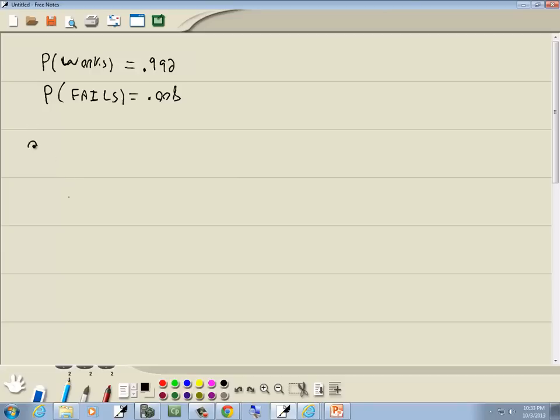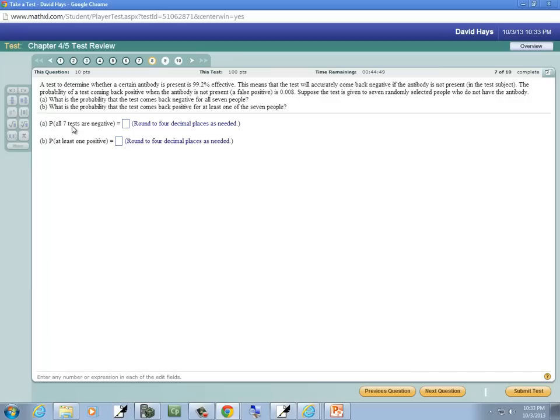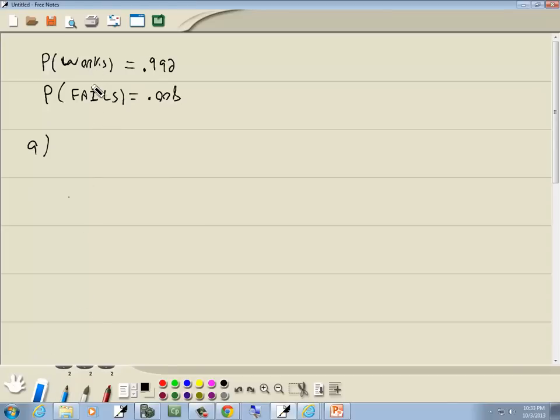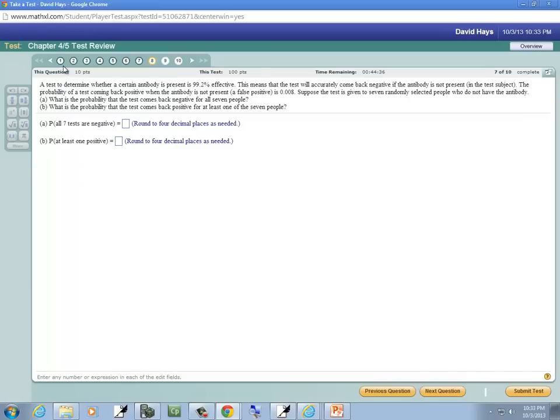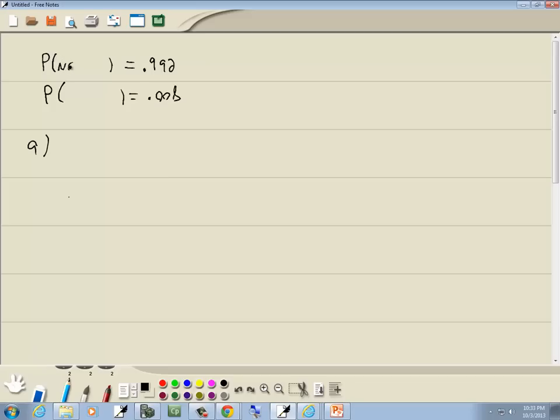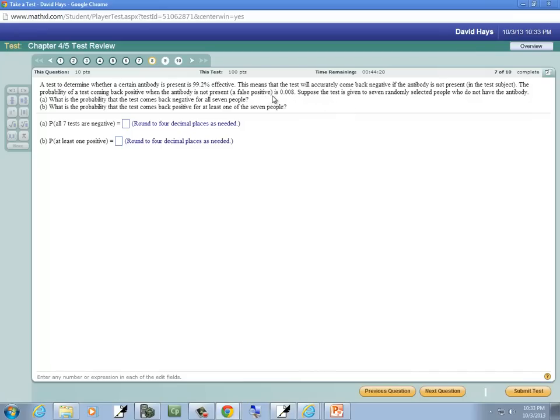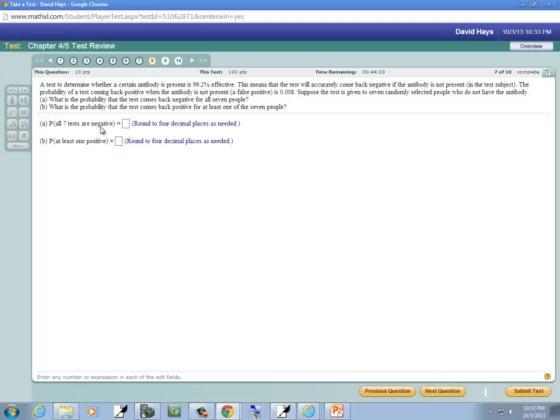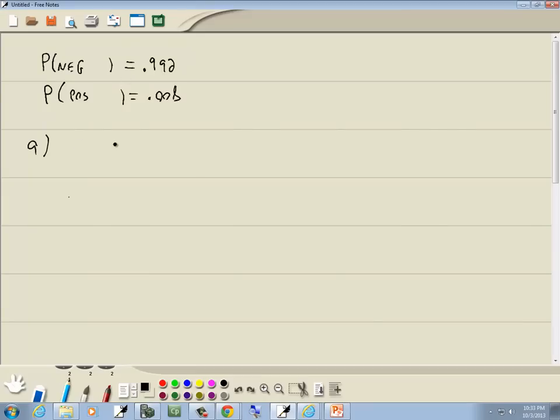So, part A. I guess negative and positive might have been better ones to go with. Poor choice of words, I think. Negative. And this one will be positive. Okay, false positive is 0.08. So all 7 tests are negative. So first one's negative, and second one, and third one, and fourth one, and fifth one, and sixth one, and seventh one. So that'd be 0.992 to the 7th power.